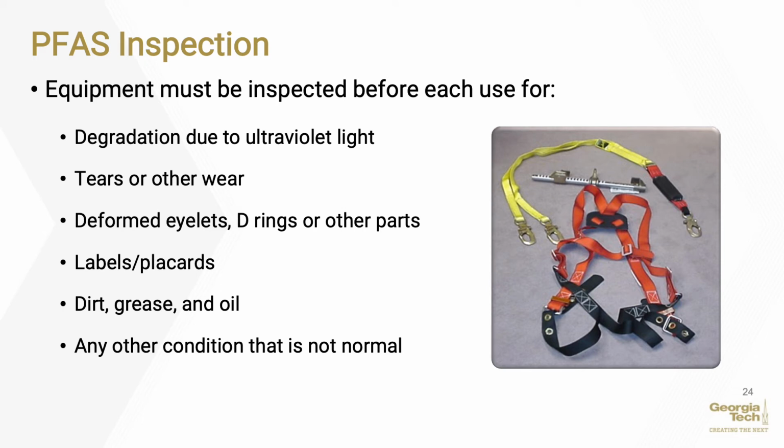Inspect systems before each use for wear, damage, and other deterioration, and remove defective components from service. Equipment must be inspected before each use for degradation due to ultraviolet light, tears, or other wear, deformed eyelets, D-rings, or other parts, labels, placards, dirt, grease, and oil, or any other condition that is not normal. Remove systems and components from service immediately if they have been subjected to a fall impact, until inspected by a competent person and deemed undamaged and suitable for use.